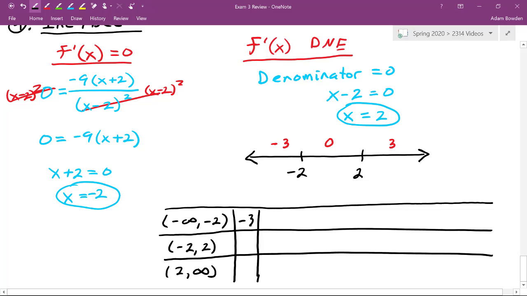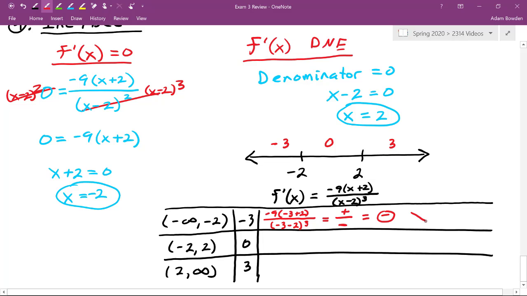So here are our test values, and we're going to plug these into the first derivative. f prime of x is equal to -9 times (x plus 2) divided by (x minus 2) squared. Plugging -3 into the first derivative looks something like this. If we calculate this out, on top we're going to get a positive number. Underneath we'll have a negative number, and that's a cubed on the denominator, by the way, (x minus 2) to the third. So when we do that calculation, it comes out with a negative number, which tells us this is decreasing.